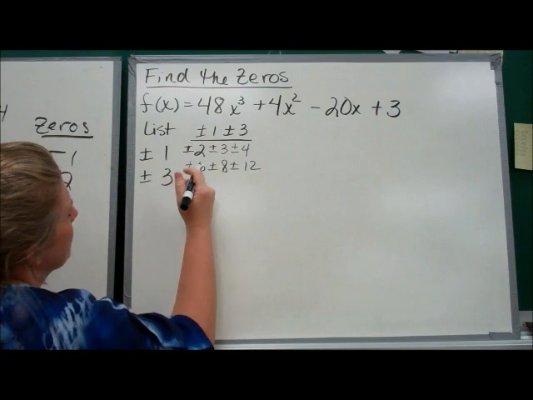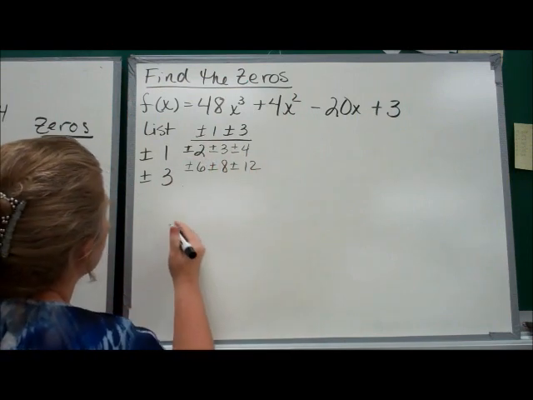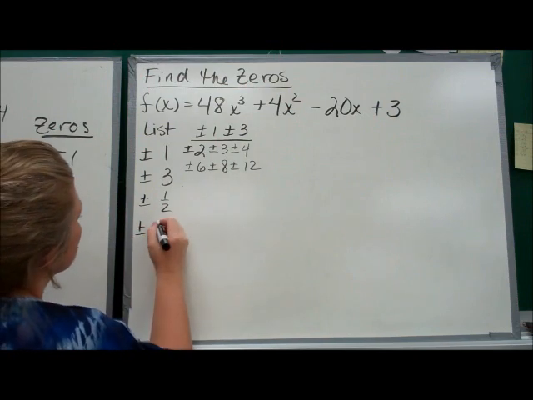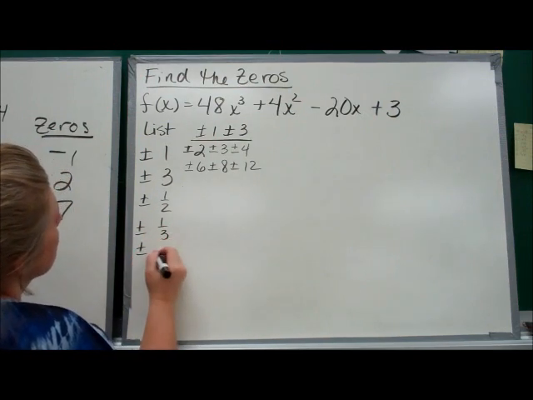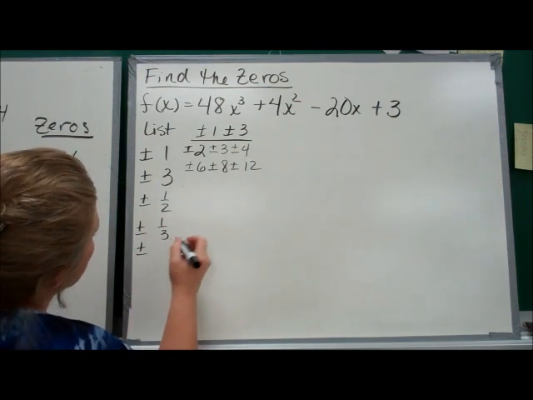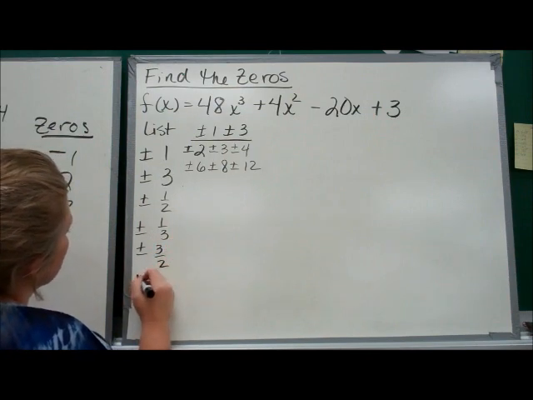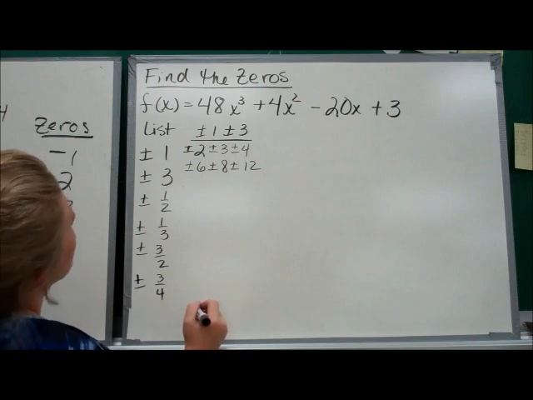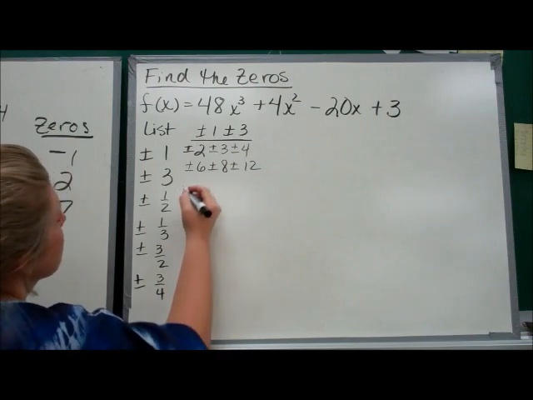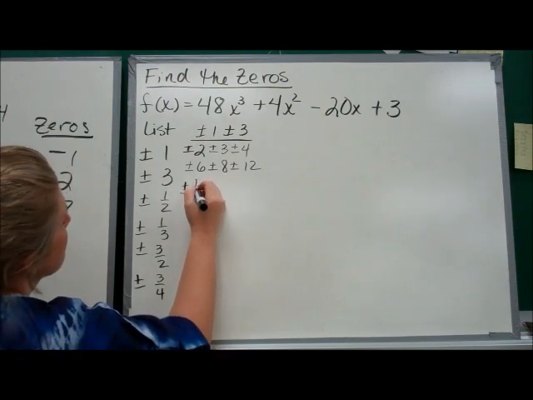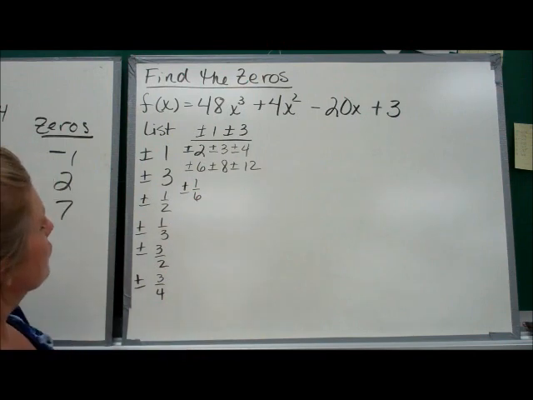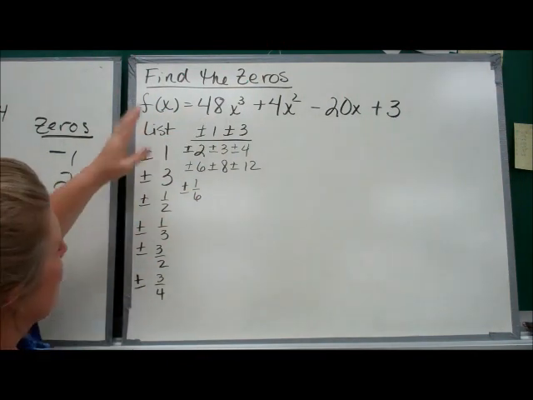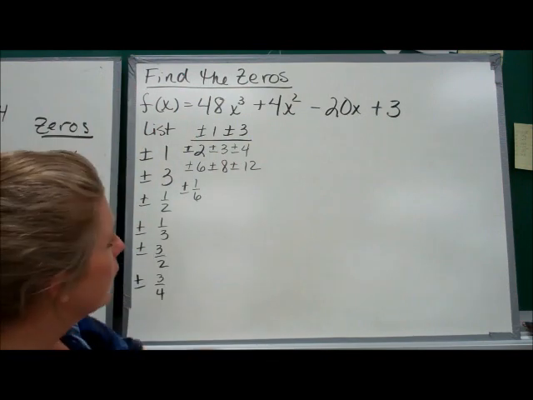So just to list a few, we've got plus or minus 1/2, plus or minus 1/3, plus or minus 3/2, plus or minus 3/4, and plus or minus 1/6. Okay? So if we've got 1 over 2, 1 over 3, 1 over 4, I skipped the 1/4. This is the one where I'm skipping a few.